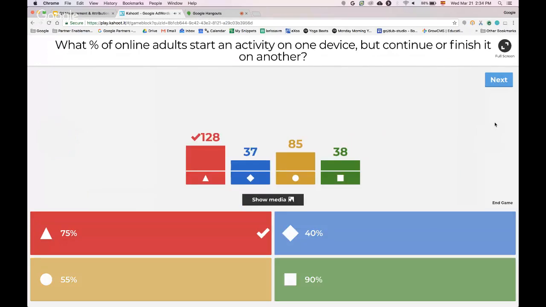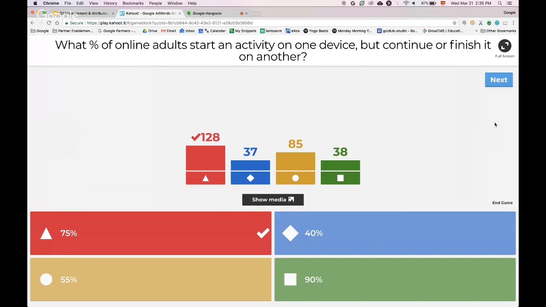Wow, I am really happy. Most of you got it right, and the answer is that 75% of online adults that start an activity on one device are continuing or finishing it on another. That means 3 out of 4 people.